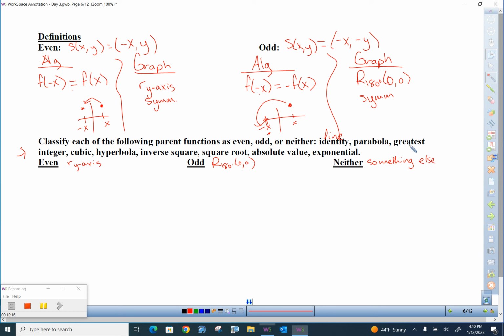Okay? Greatest integer, remember, is your step function. And I'm going to have you pause the video and try to find where each of those go. You don't have to sketch it. I'll just have you list the name, but you will want to think about the sketch of the graph to figure out where it goes. Okay, pause the video and try that for me.